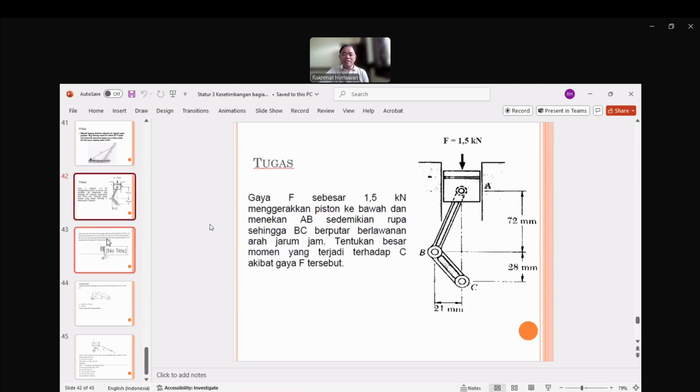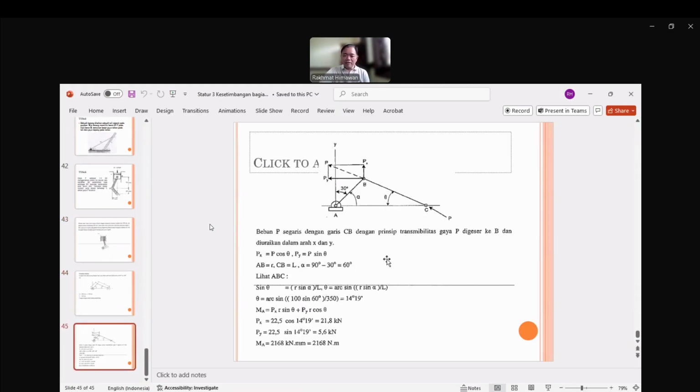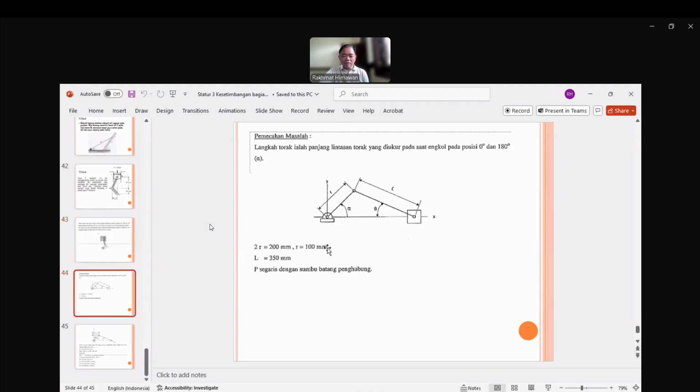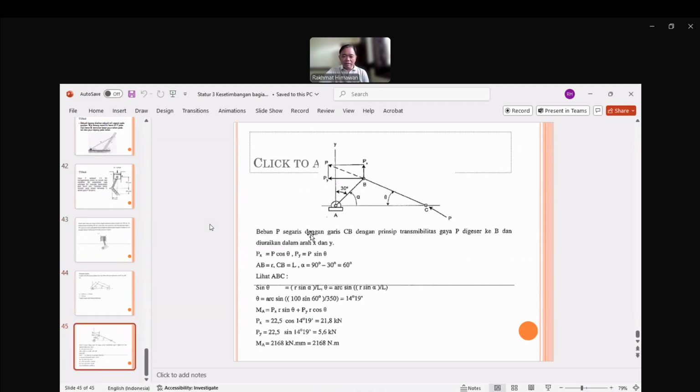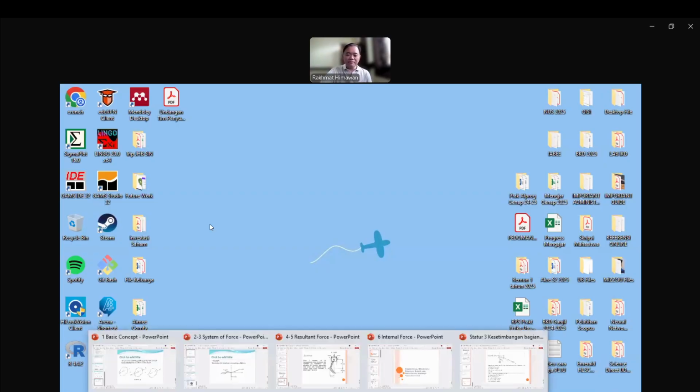The moment in C, or in here similar, the moment at this point, and this is the sample answer. Yeah, I think I can share this with you. I hope you don't mind. This is in Indonesian, but using the formula, I think it's pretty easy to understand. Yeah, for the piston mechanism, it's inside the engine of your car or motorcycle.